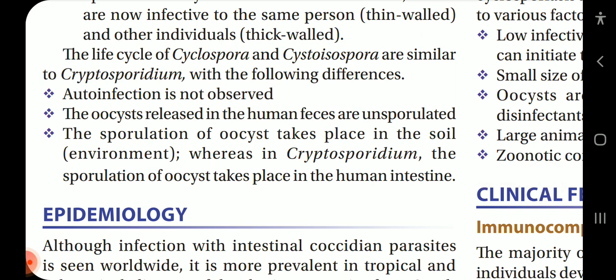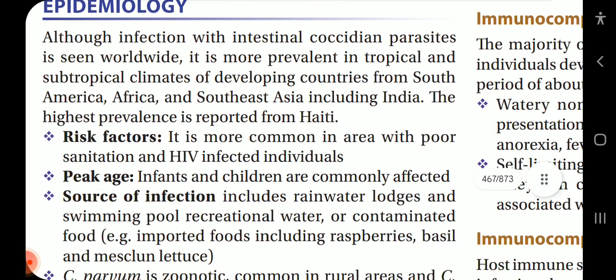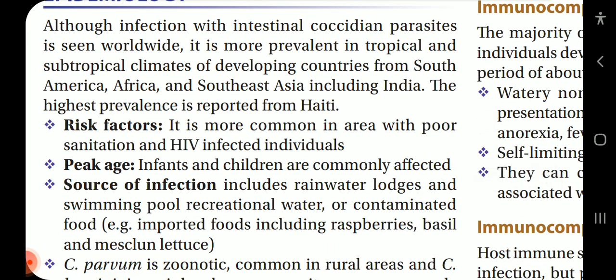The life cycle of Cyclospora and Cystoisospora are similar to Cryptosporidium with the following differences. Autoinfection is not observed. The oocysts released in the human feces are unsporulated. The sporulation of oocysts takes place in the soil environment, whereas in Cryptosporidium, the sporulation of oocysts takes place in the human intestine. Epidemiology: although infection with intestinal coccidian parasites is seen worldwide, it is more prevalent in tropical and subtropical climates of developing countries from South America, Africa, and Southeast Asia, including India. The highest prevalence is reported from Haiti.